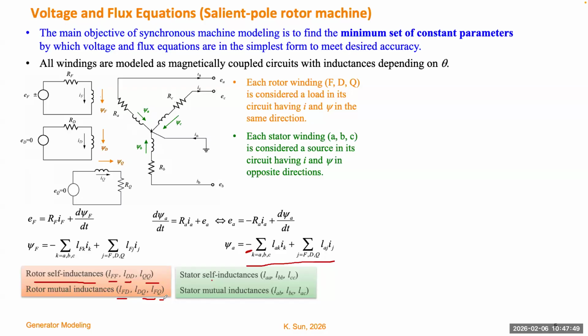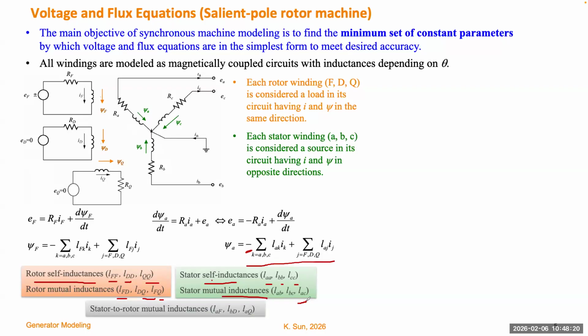The second group will be inductance only about the stator. So it could be a self-inductance, so it will be LAA, LBB, and LCC. That's the inductance involving just a single winding on the stator side. And then the mutual inductances will be LAB, LBC, and LAC. Those are the inductances involving 2 windings on the stator side.